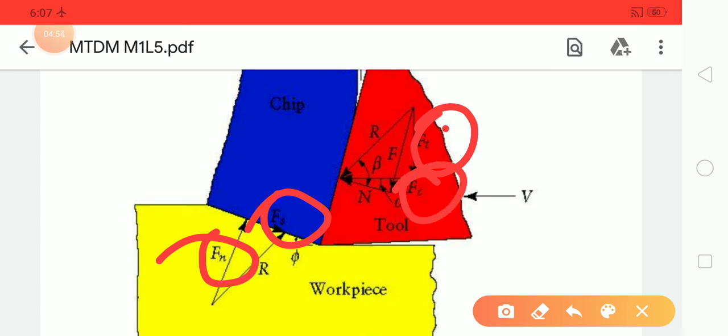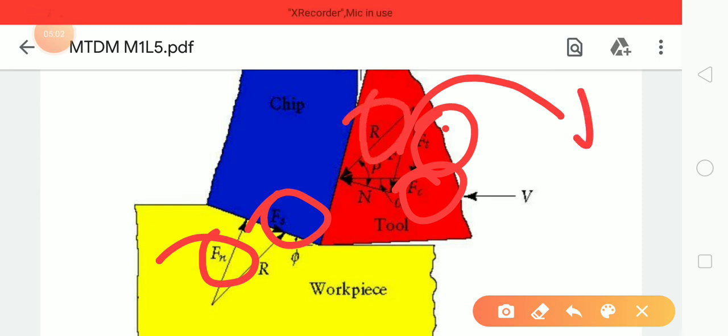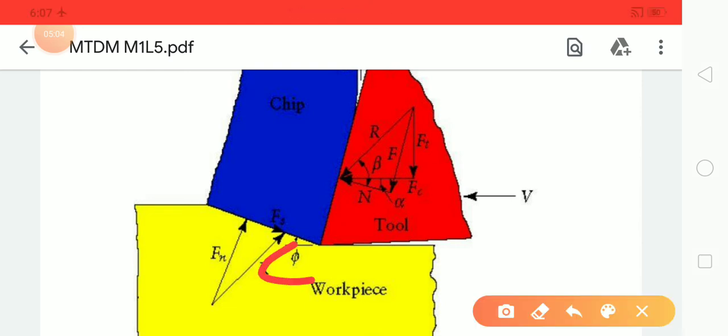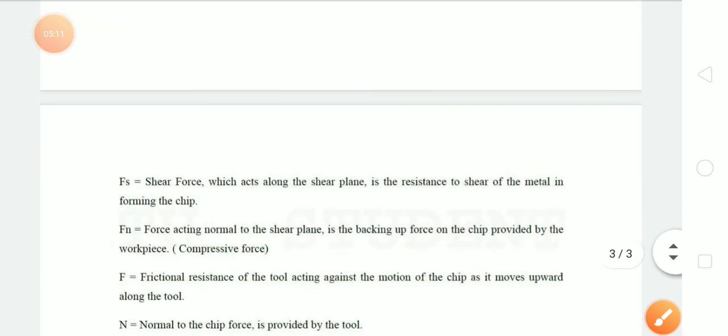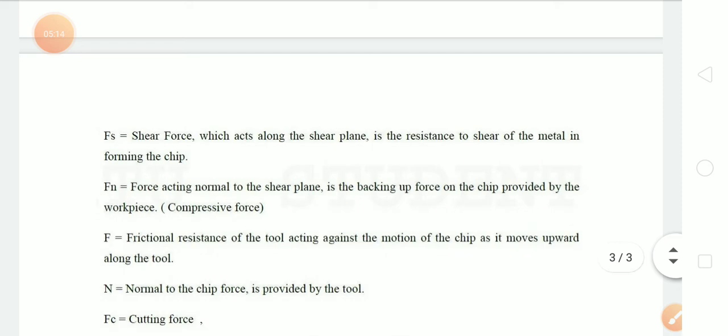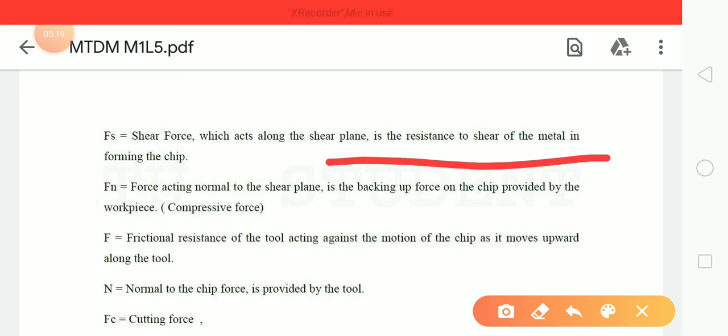F we have already discussed, that is F is the resultant and R is also the resultant, and there are some angles like phi, alpha, beta, etc. These are the angles made by the tool. I will also explain the notations. Fs is the shear force which acts along the shear plane, the resistance to the shear of the metal in forming the chip. I have discussed in the first or second class that the material is chipping out of the workpiece because of the shear force.